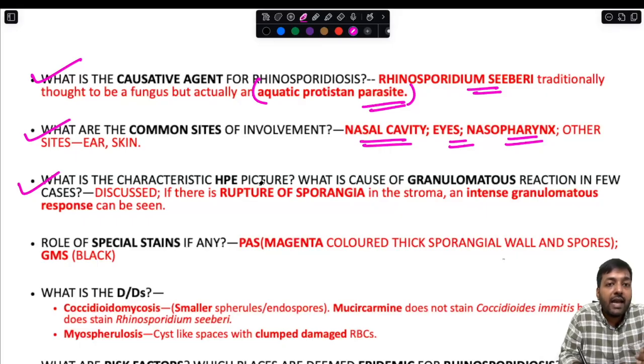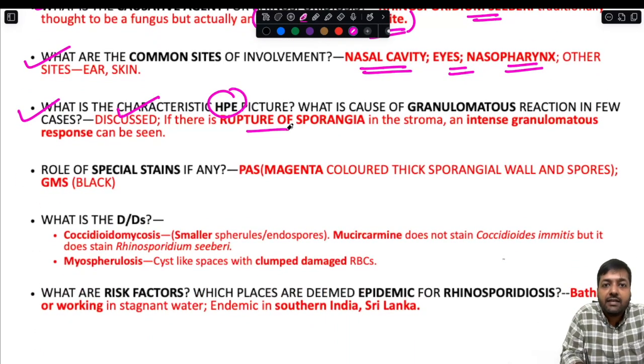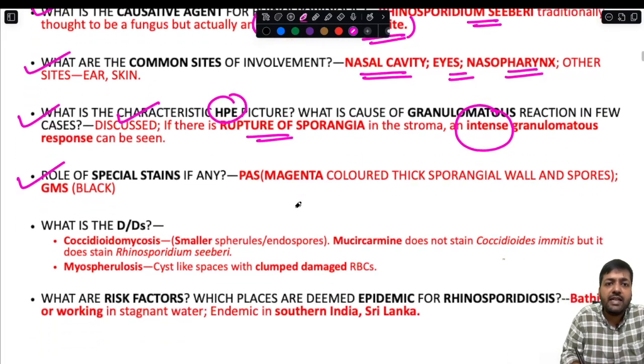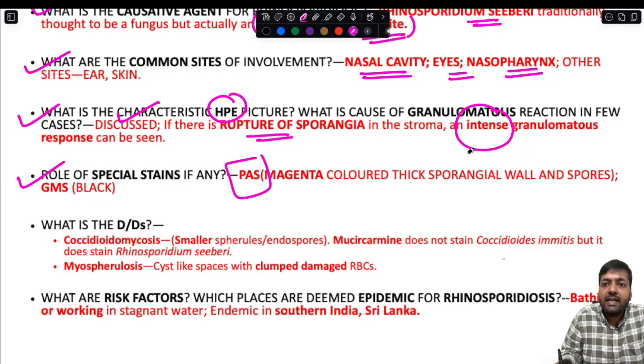So what is the characteristic histopathological feature? We have already discussed. So what is the cause of granulomatous reaction in few cases? Basically, if there is rupture of the sporangia into the stroma, there is an intense granulomatous response. Okay. So the cause is the rupture of sporangia. Role of special stains, if any, yes. PAS stain and Gomori's methenamine silver stain. Okay, so these are the two important stains which have a special role over here.